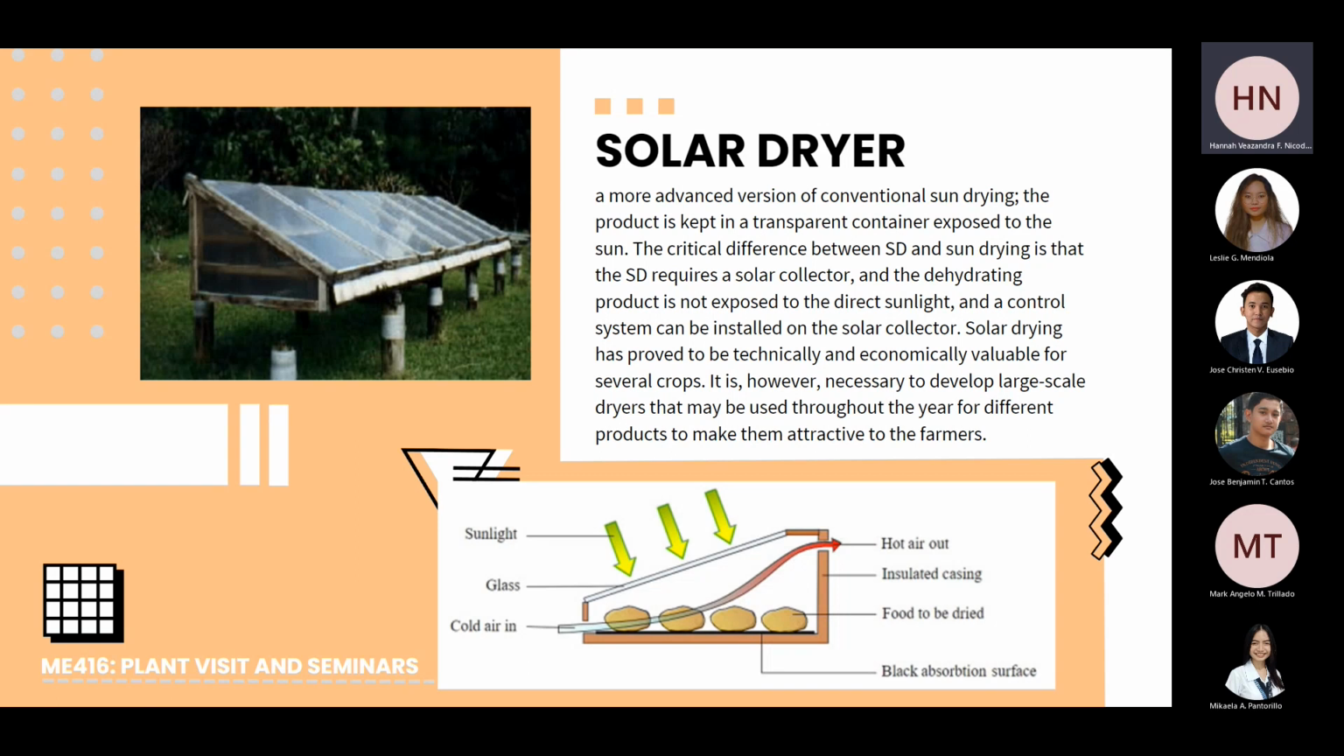Solar drying has proved to be technically and economically valuable for several crops. It is, however, necessary to develop large-scale dryers that may be used throughout the year for different products to make them attractive to the farmers. In an indirect solar dryer, the heat of the sun is first captured by the solar collector and the dryer chamber. Then, the ambient air flowing through the solar collector is heated. Then, it enters the drying chamber.